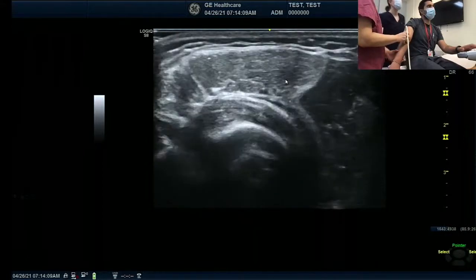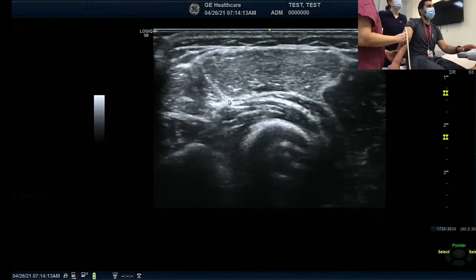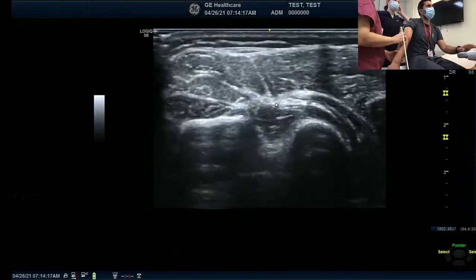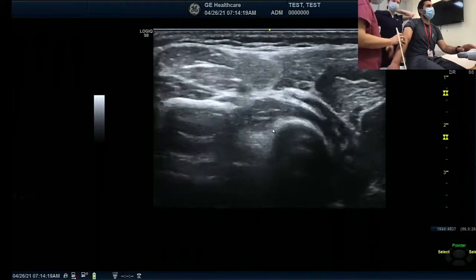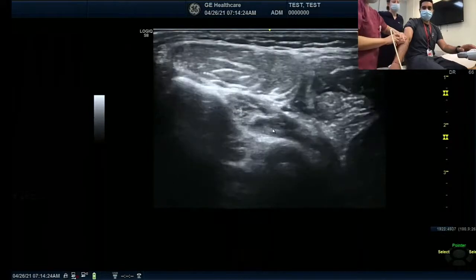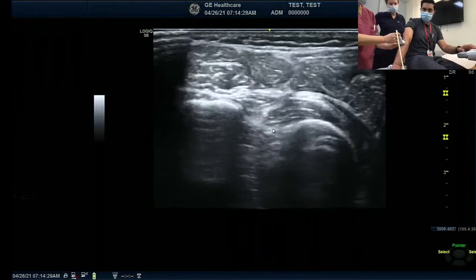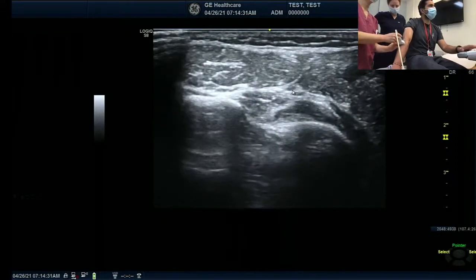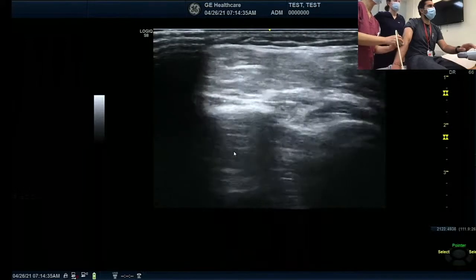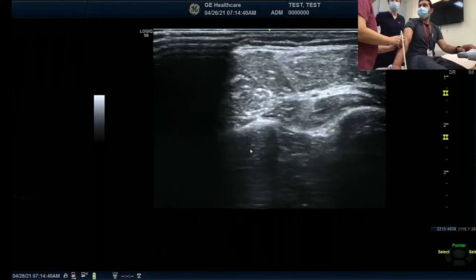And now the radial nerve is exiting. See, exiting out from the supinator, which means, look at the forearm, when it exits, the transducer is about between the 1/4 to 1/3. So you can still see the supinator over there, right?